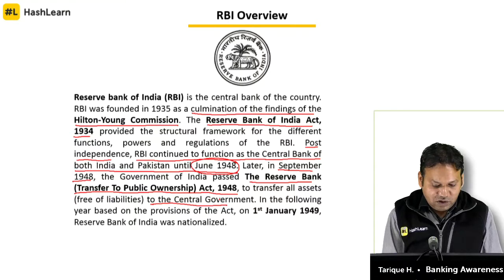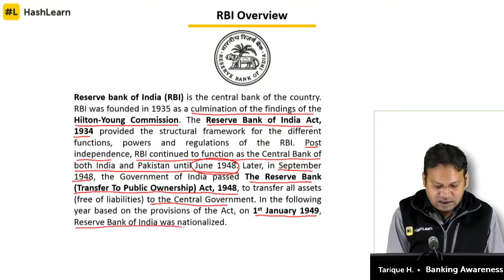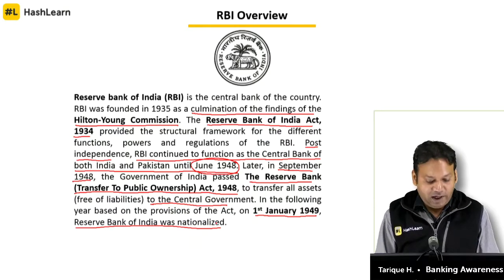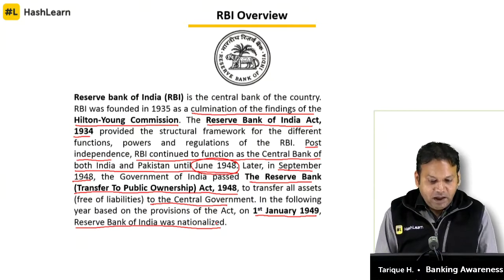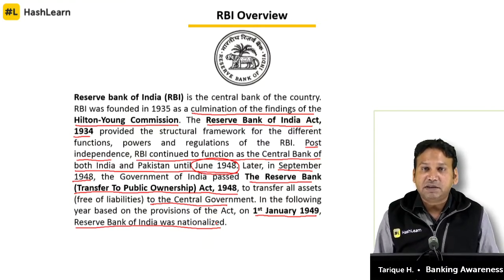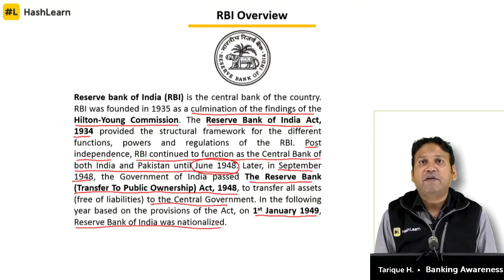In the following year, based on the provisions of the act, on 1st January 1949, Reserve Bank of India was nationalized. Based on the act passed in the year 1948, Reserve Bank of India was nationalized on the 1st January 1949. So that means Reserve Bank of India was the first nationalized bank in our country. It works as a central bank of our country. It's a primary bank which oversees all other banks in our country. It operates also as the overseer of our economic policy, the principal authority which prints and circulates currency in our country. Lots of other things are there that we need to understand regarding the functioning of RBI.